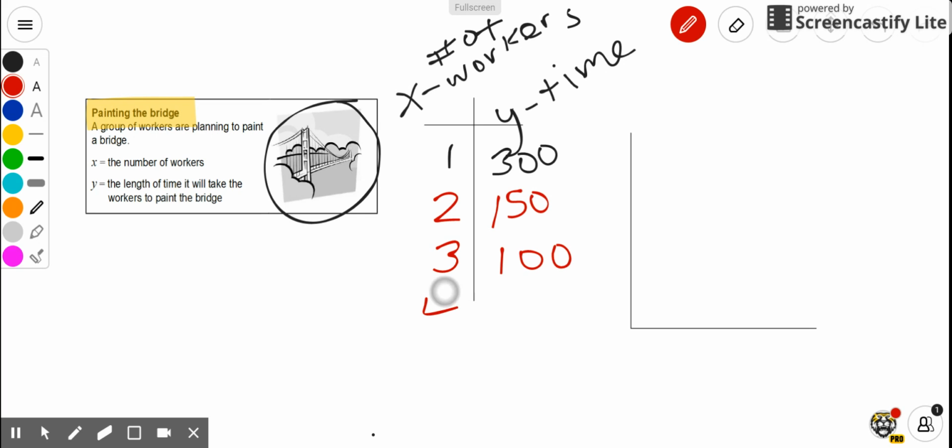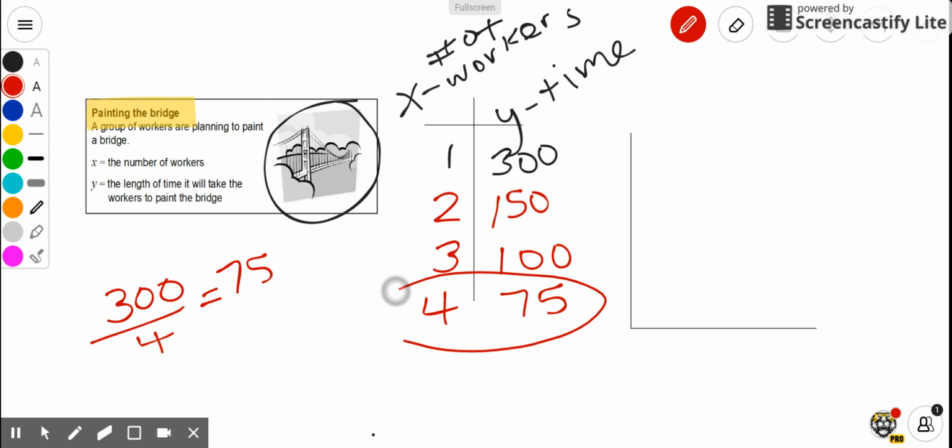Okay, and if there were 4 people working, that would take 75. And I can check that by doing either 300 divided by 4, and that'll give me 75. Or I could have done 4 times 75, and I can see if that gives me the 300. So I've got my table of values. Now it's time to graph.